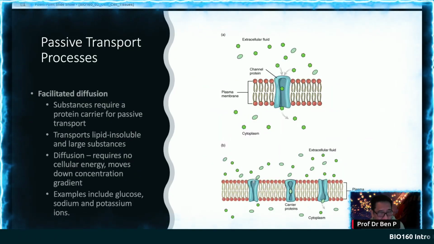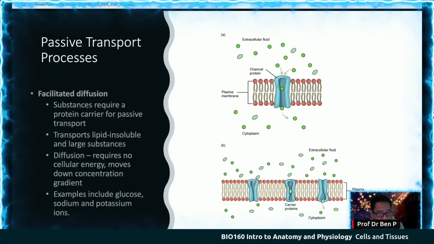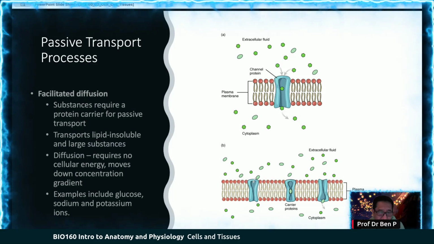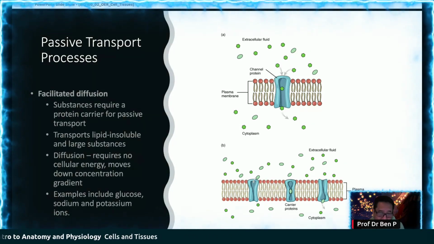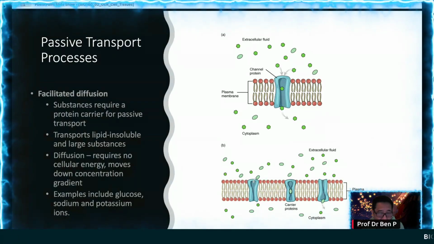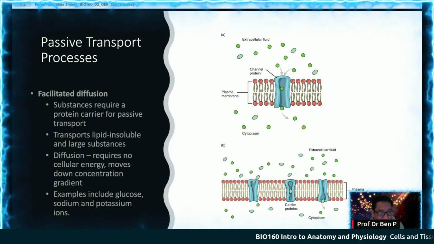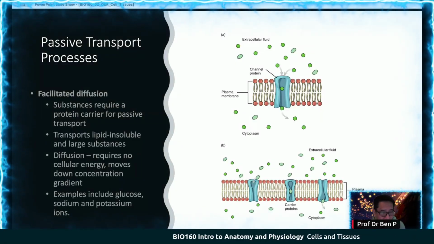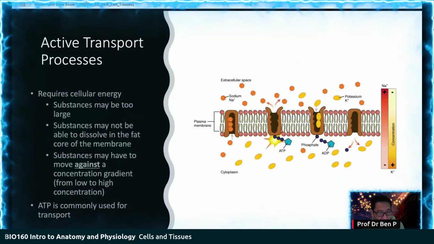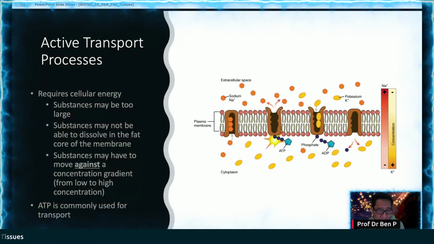Facilitated diffusion. When we talk about diffusion, it's always going from the higher concentration to lower concentration. Facilitated means there's a little gate that helps you go through, and a specific gate for specific things. So you have a gate for glucose, a gate for sodium, a gate for potassium. Different gates for different things allow them to go from one concentration to another, usually from higher to lower.